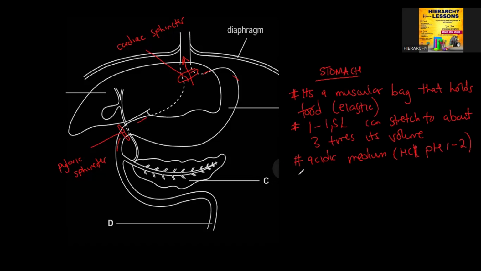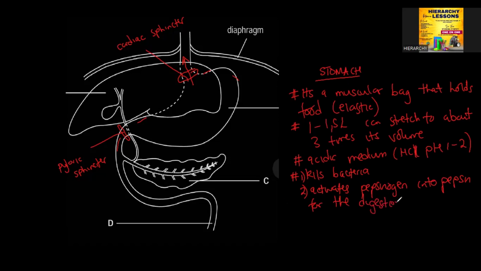What is the function of this acid? One, it kills bacteria. Two, it is responsible for activating pepsinogen into pepsin for the digestion of proteins. Digestion of proteins begins in the stomach.